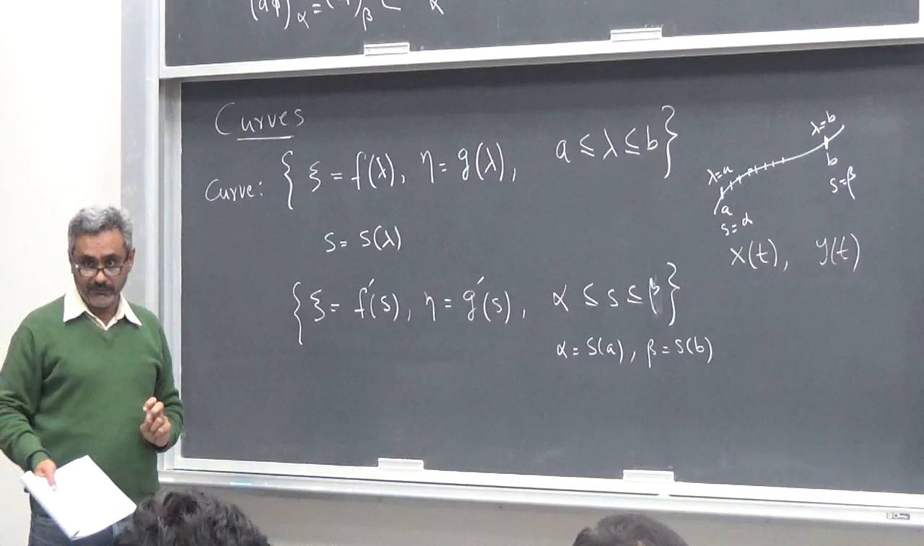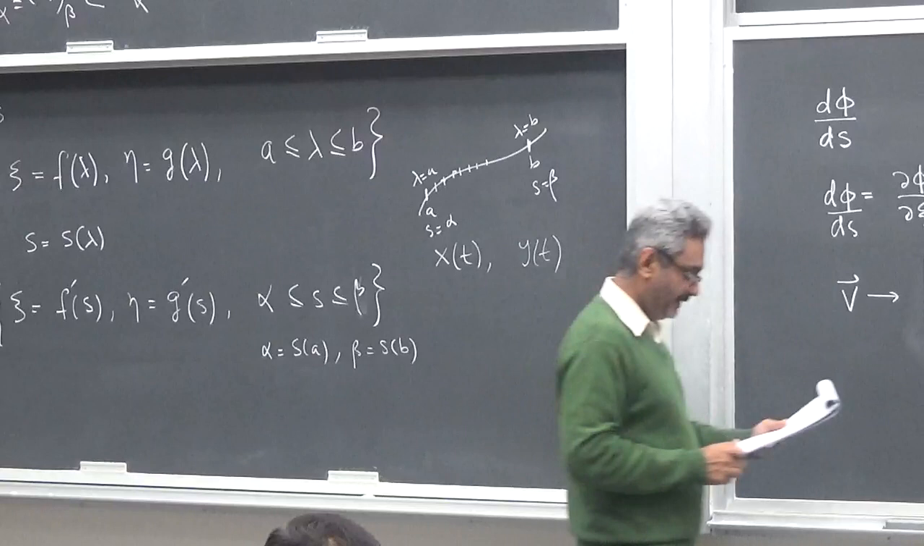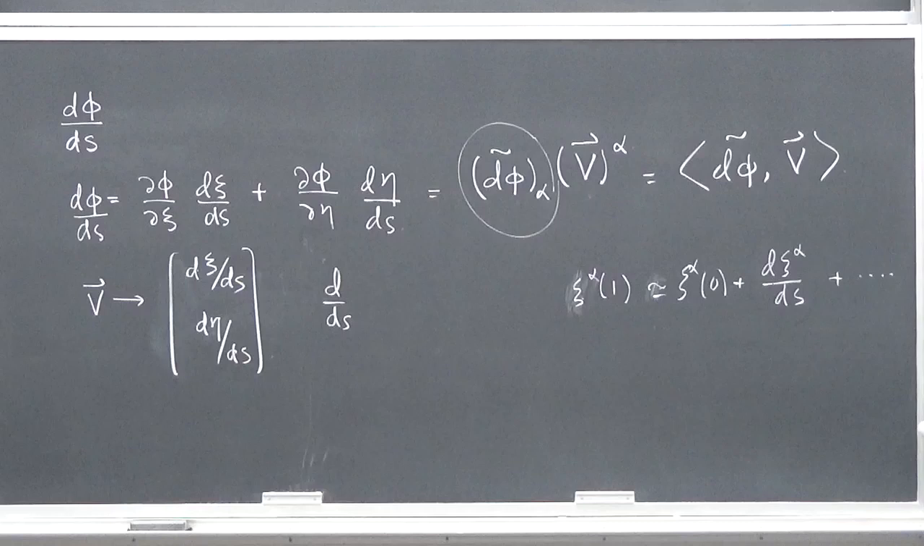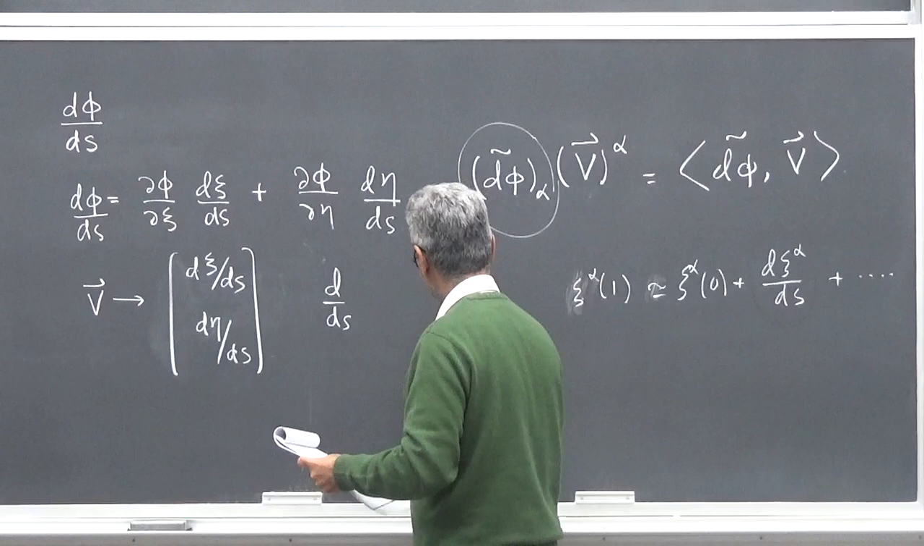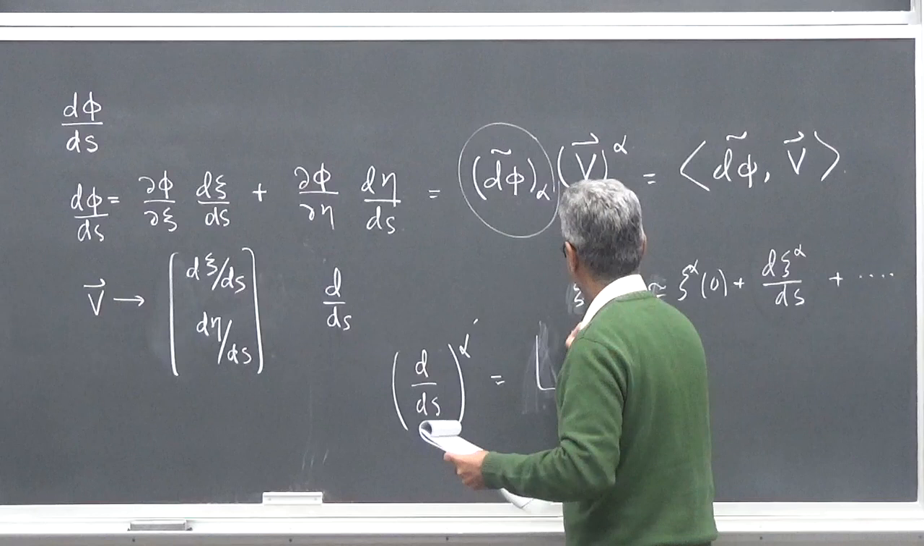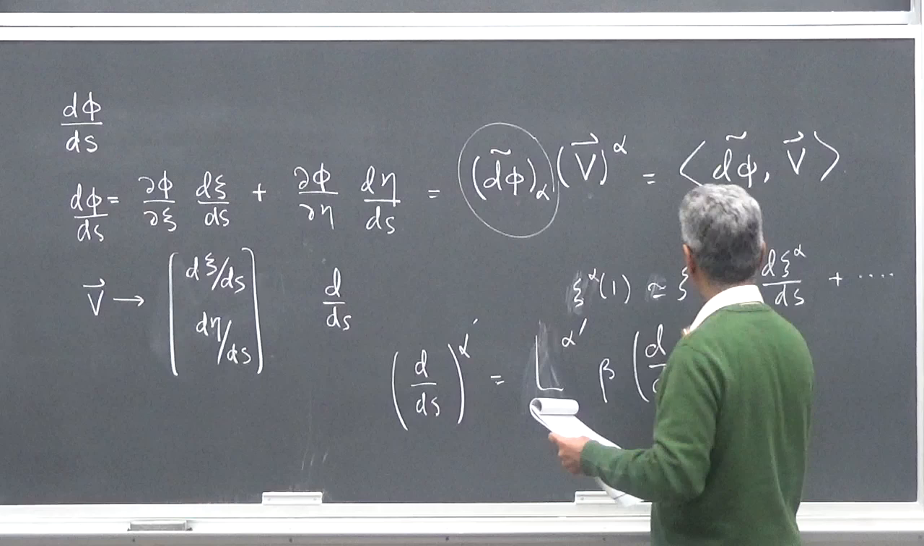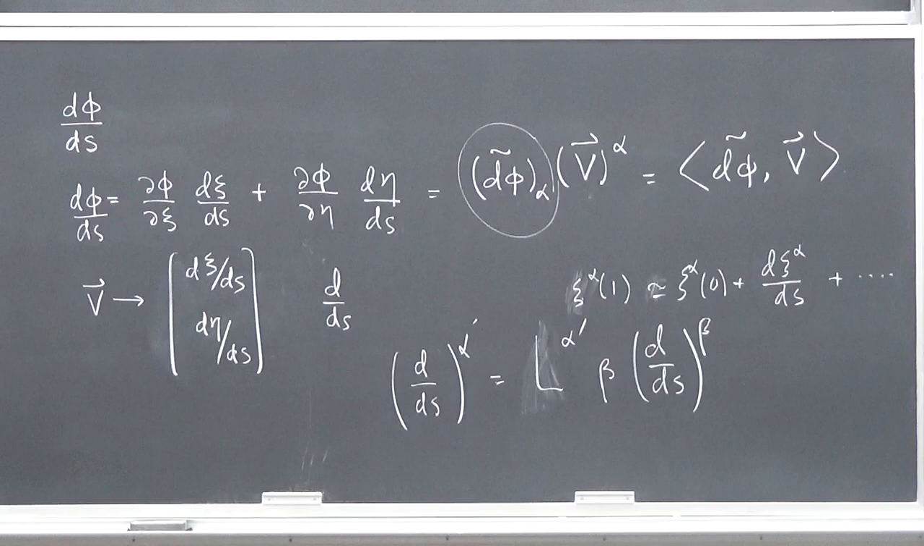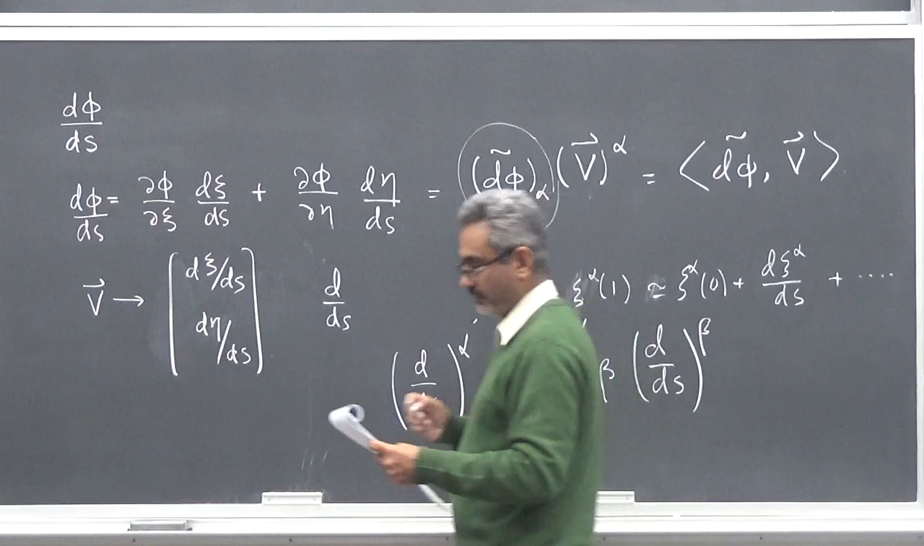Right? You can stand up if you want. Okay, so what do you have to prove? You have to prove this: d by ds, alpha prime, in some sense, this is lambda L, alpha prime beta, d by ds, beta. Okay? It is an operator, right? You can operate it like this.